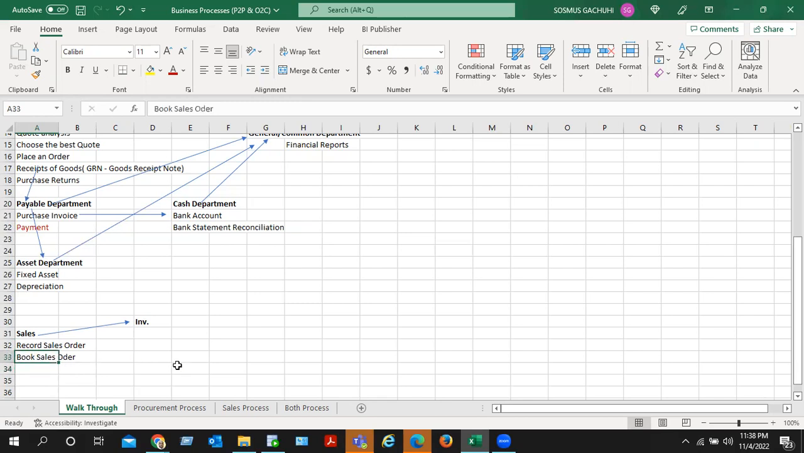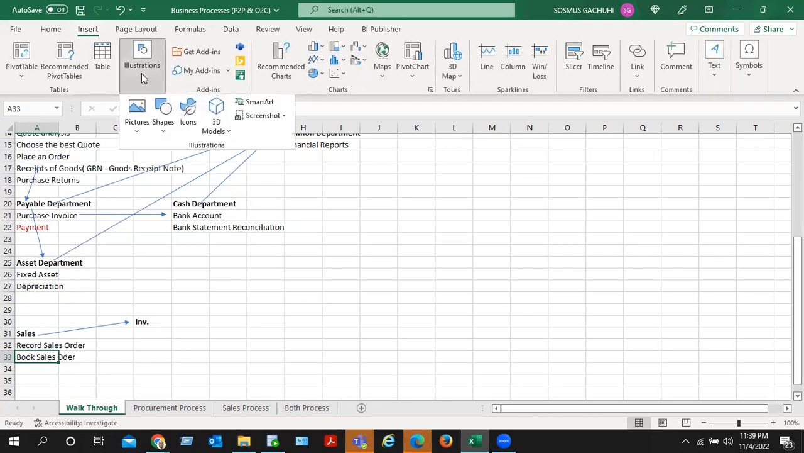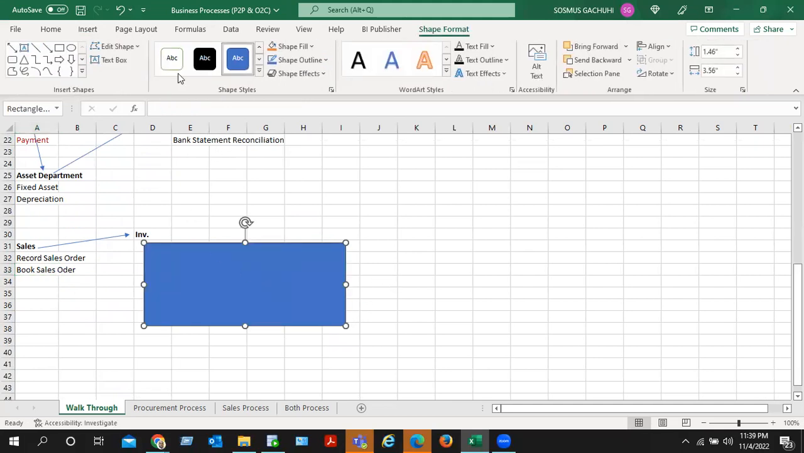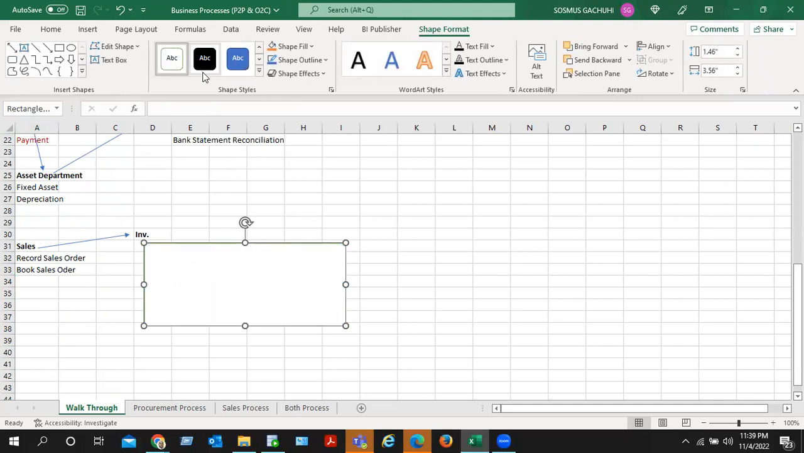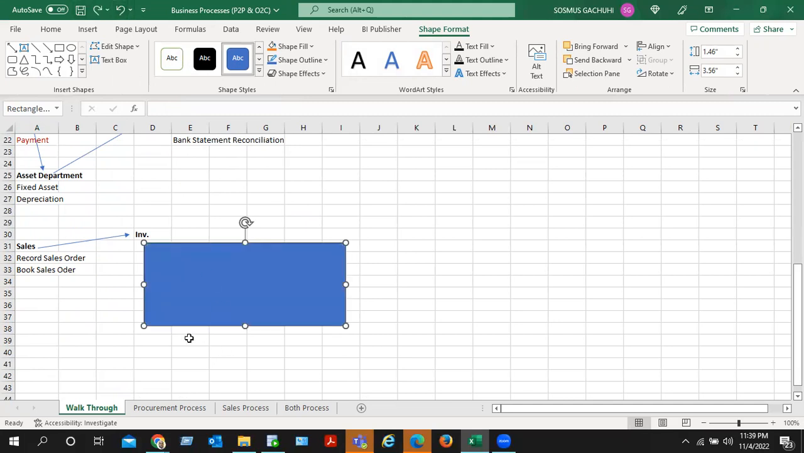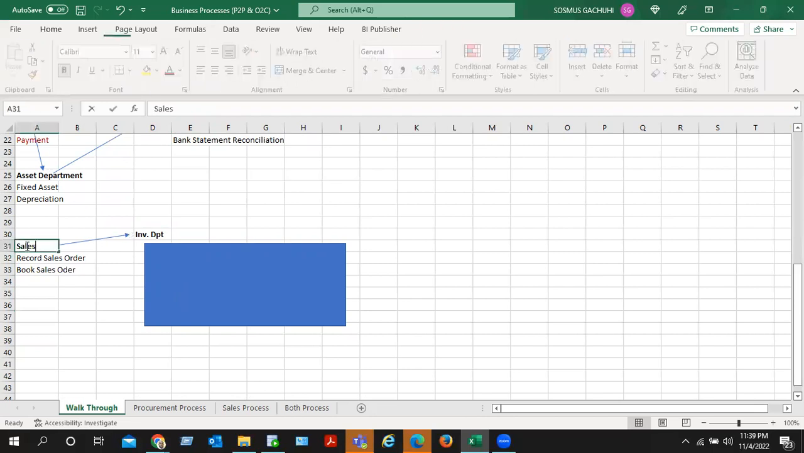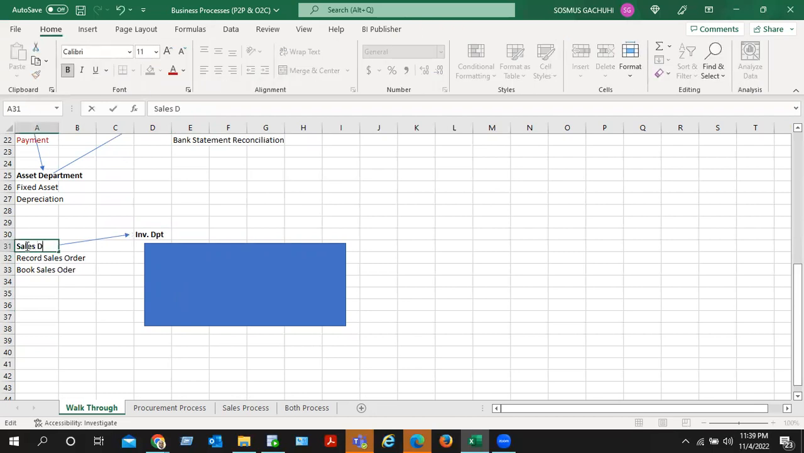Once the sales order has been booked, the inventory department has to be in constant communication with the sales department, because there are several functions that happen under the inventory department, and these have to be communicated simultaneously to the sales department. So assume this is the inventory department.